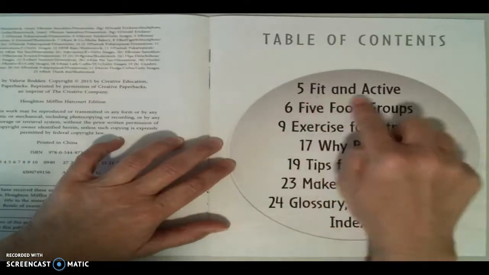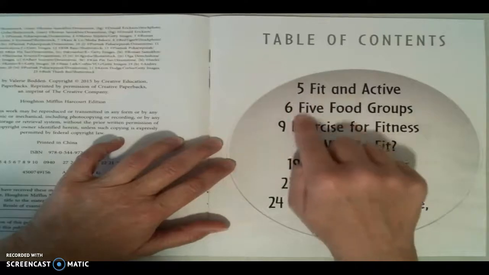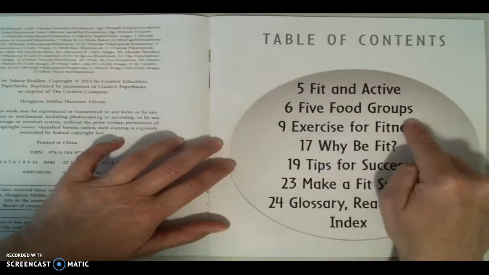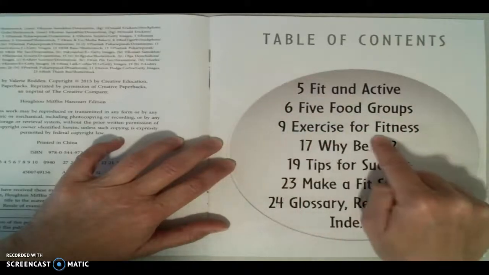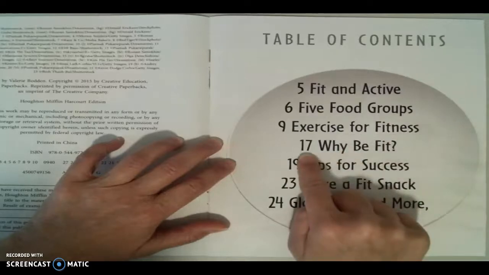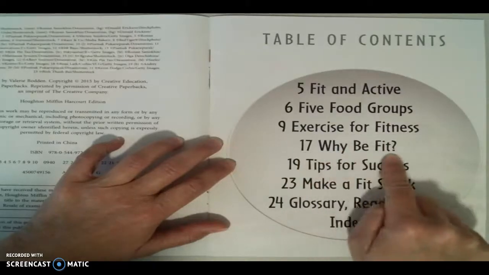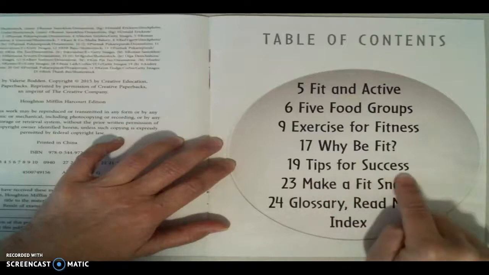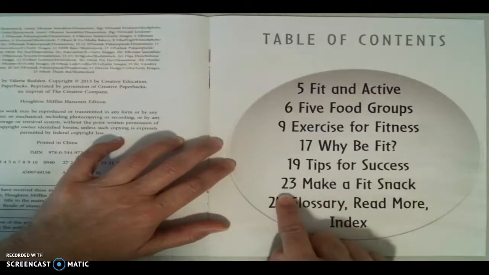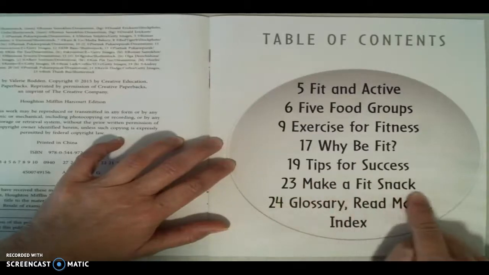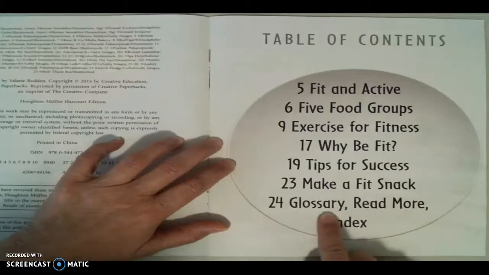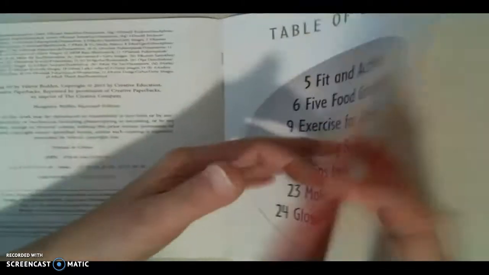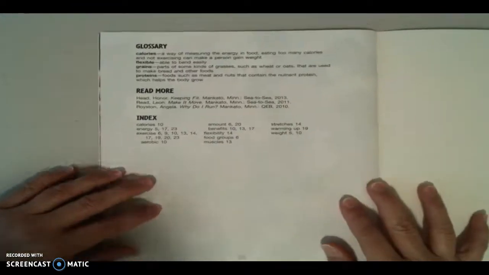This says Fit and Active. It's on page 5. On page 6 is 5 Food Groups. Page 9 is Exercise for Fitness. Page 17, Why Be Fit? Page 19, Tips for Success. Page 23, Make a Fit Snack. Page 24 is the glossary, Read More, and index. So glossary and index are also things that often are in informational books. We're going to take a look at those really quick.